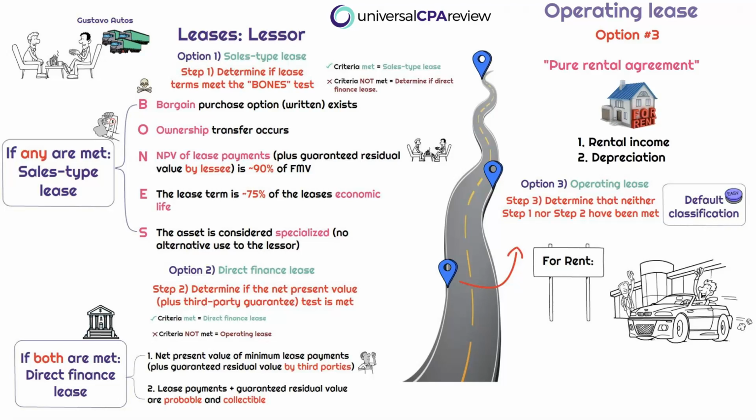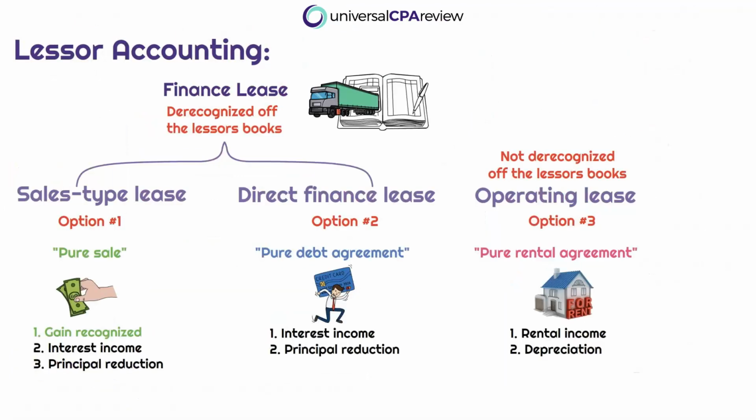Okay, so if it is considered a direct finance lease, I want you to think of this as a pure debt agreement. If it is an operating lease, I want you to consider this as a pure rental agreement, right? We'll dig more into that in just a second. Okay, so just like we needed to understand the journal entries for the lessee, we also need to now understand the journal entries for the lessor.